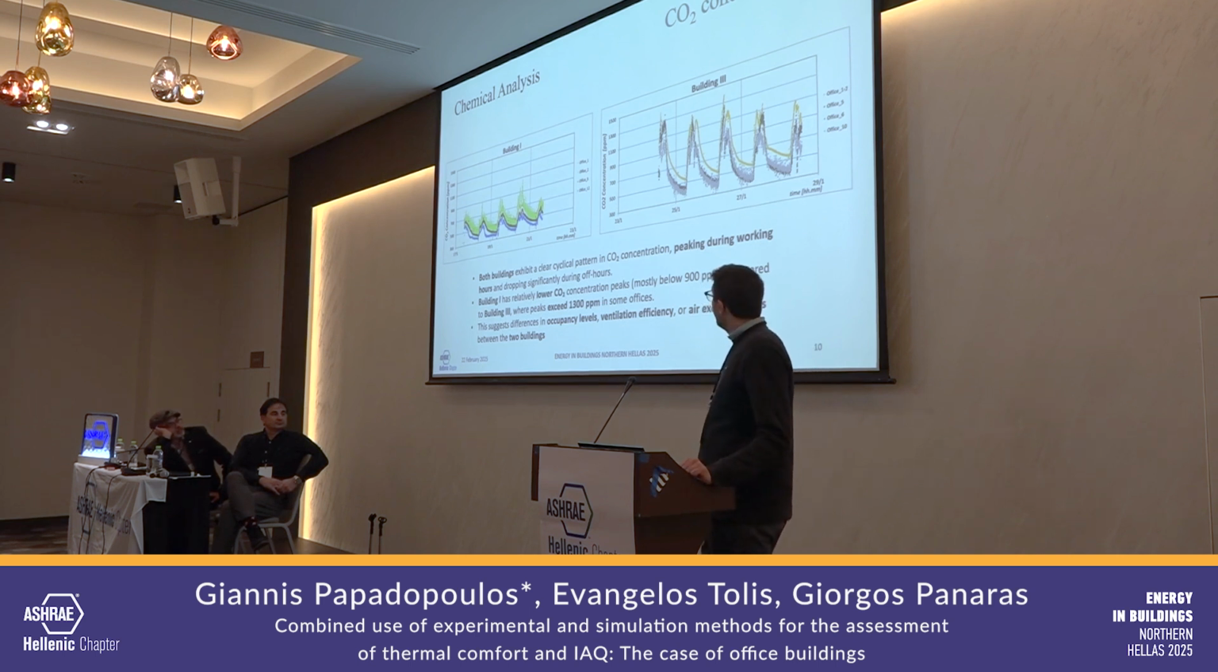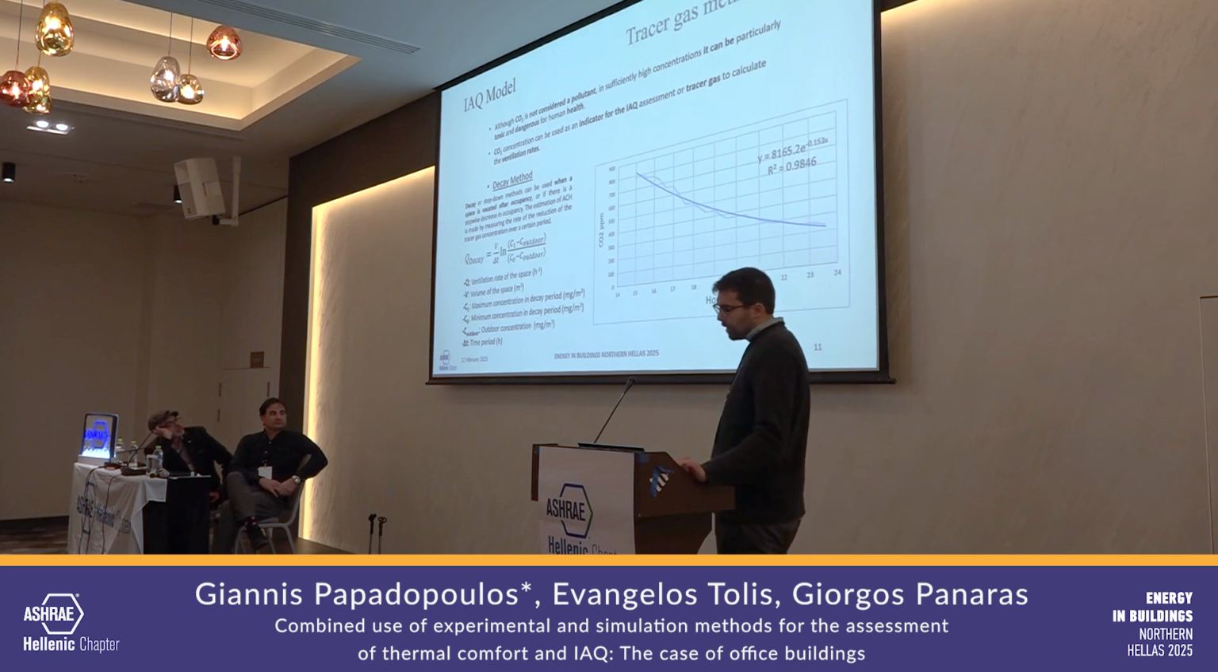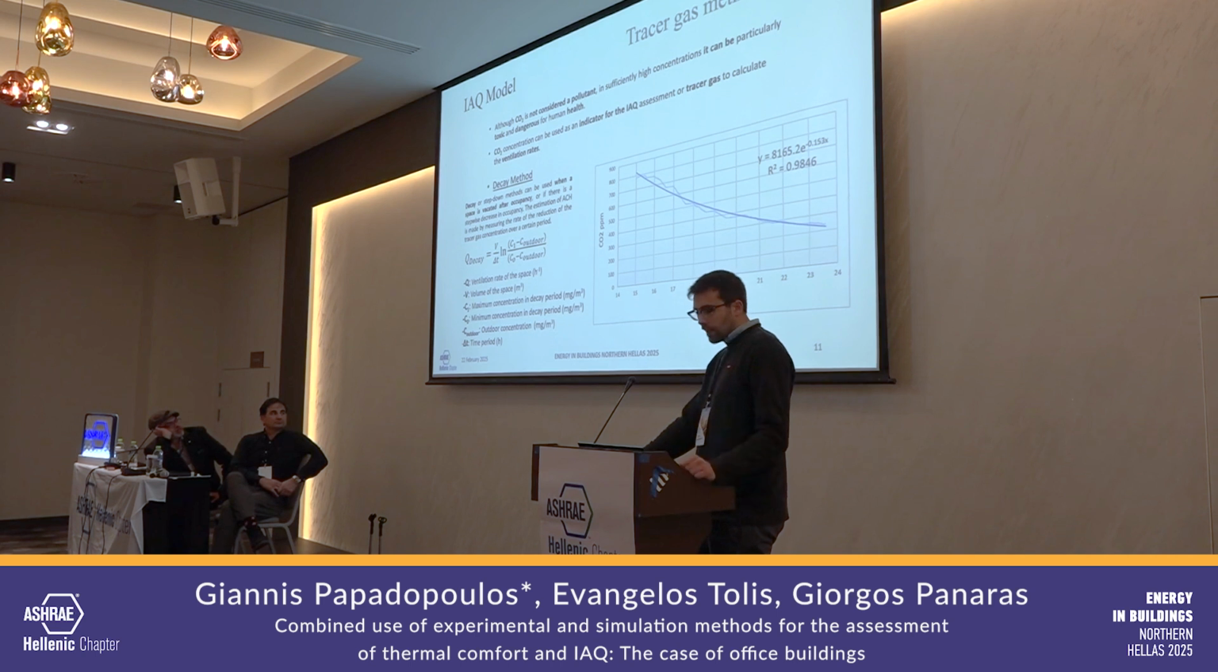And then we can continue with the CO2 concentrations in 2 of the 8 buildings selected to present here. We can see that CO2 peaks during the working hours and drops significantly when the people leave their offices. Of all the buildings, you can see that building 3 exceeds the limits, let's say, for the CO2 concentration. And now we take all these CO2 concentrations and put them into a tracer gas method. What is the tracer gas method?